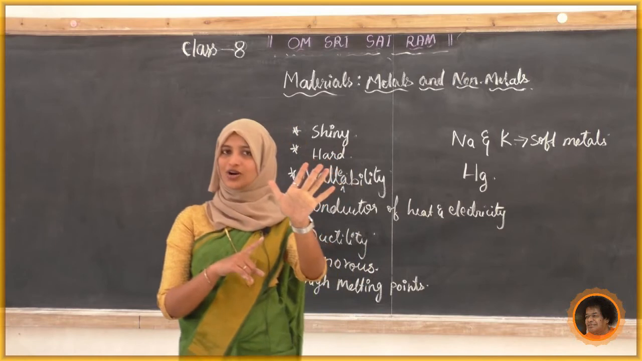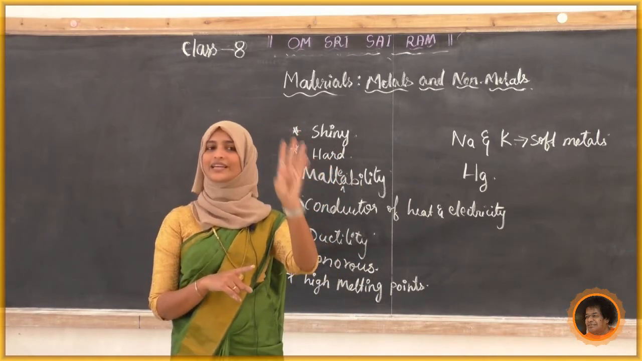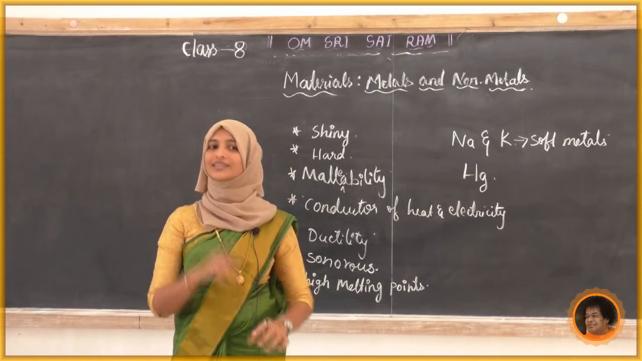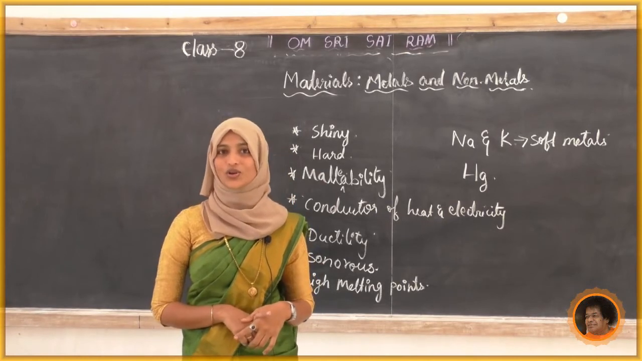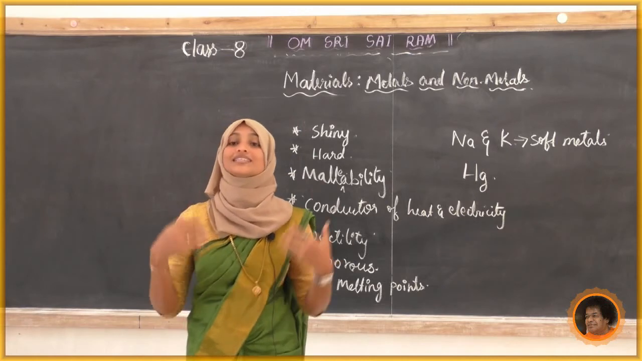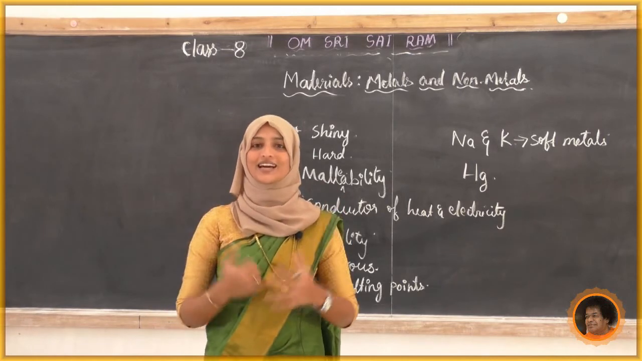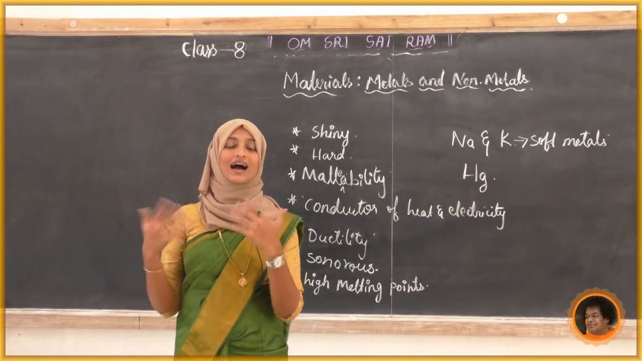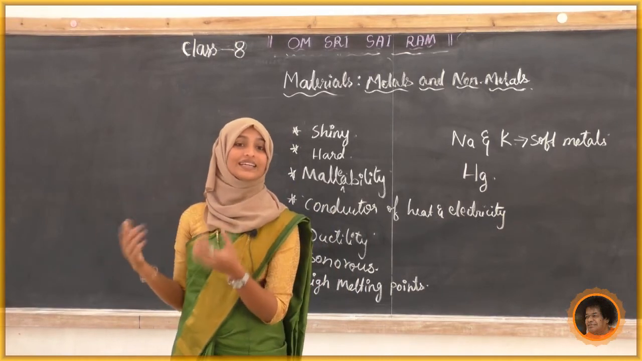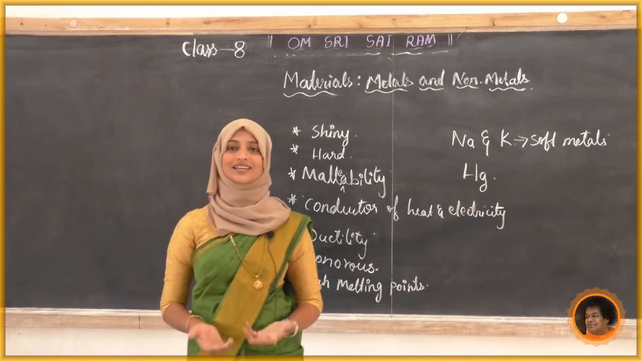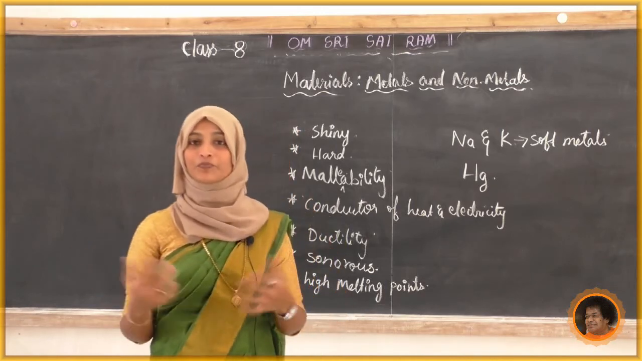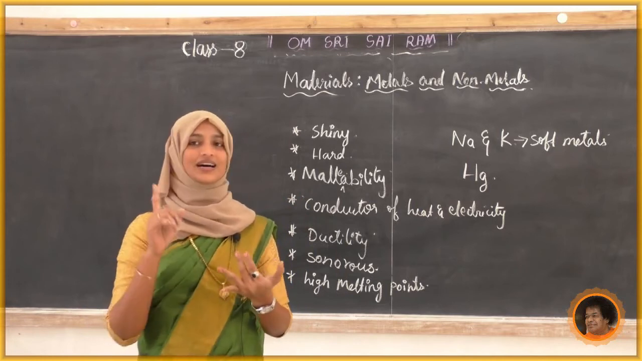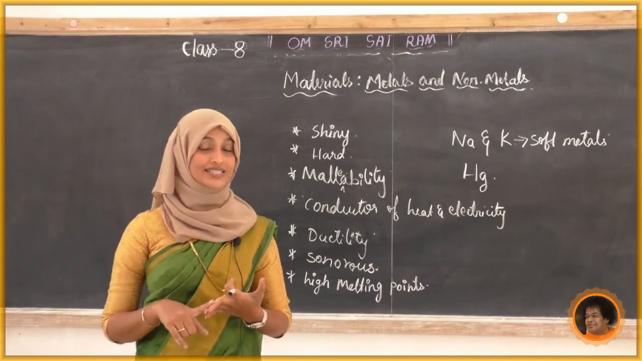Next point, what we have got? Ductility. We can draw them into wires. Yes, next point what? Sonorous. Sonorous means what? Metals produce a ringing sound. This is a special character of this one. So we have the applications, we are using these metals in many areas. Okay. Next, they are hard, they are lustrous, high melting point it has.